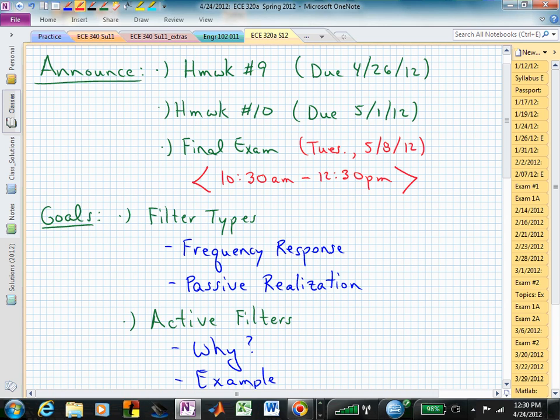Homework number 9 is due the next time we meet, and homework 10 is a week from today, which is our last time that we will meet as a lecture. And our final exam is 2 weeks from today. What you will want to pay attention to is the start time of the final. The final is starting at 10:30 and going until 12:30. So make sure your alarm is adjusted appropriately for the final exam, which is on Tuesday, the 8th of May.